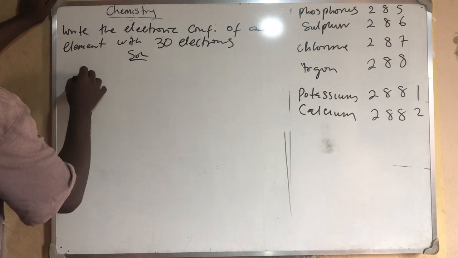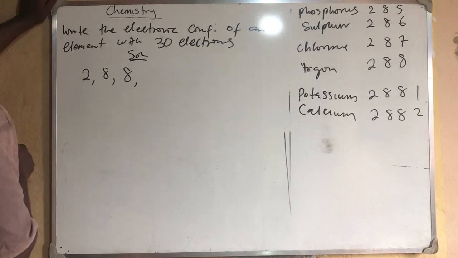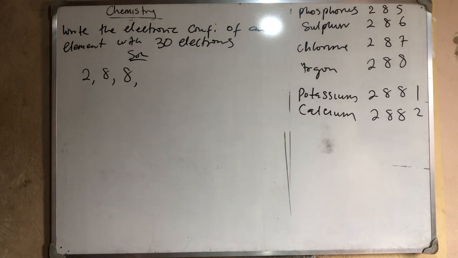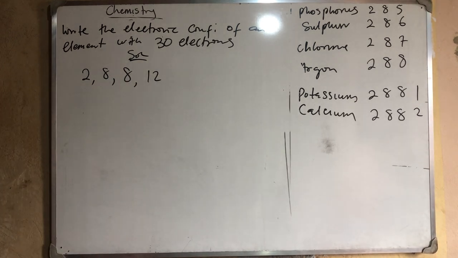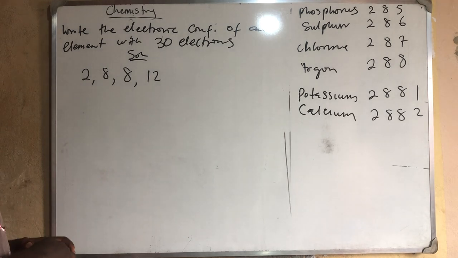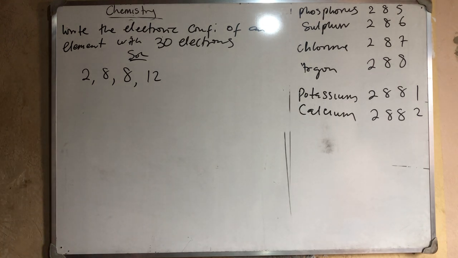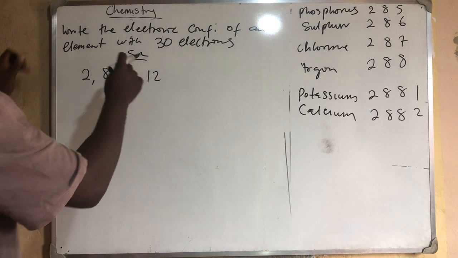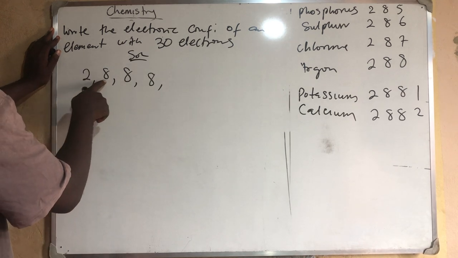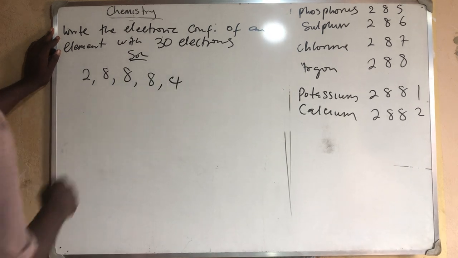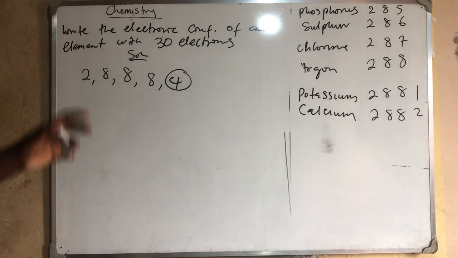Solution: I have 2.8.8. How many is there? This is 18. 30 minus 18, I'm going to have 12. Now the problem here is that there is nothing like group 12. Is there anything like group 12? No, I don't think we have anything like group 12 in the periodic table. So I think we can reduce this to 2.8.8.10, then 16, then 4. So this is group 4, period 5. That is always very confusing.